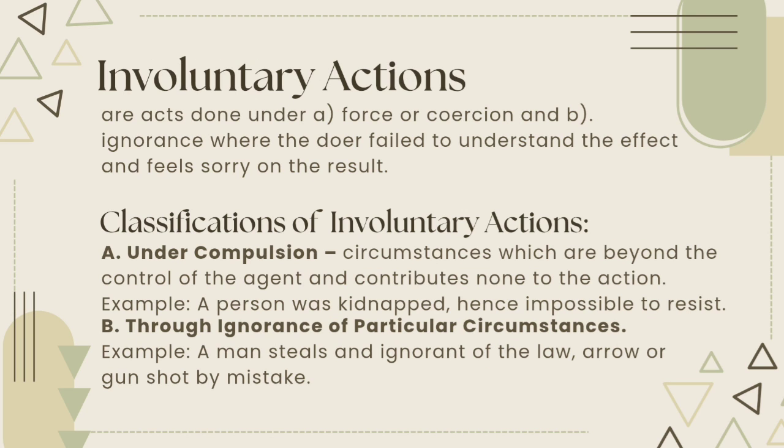Okay, so now let us proceed on involuntary actions. These are actions done under A. Force or coercion, where the doer has no control over the situation, or B. Ignorance, where the doer does not know the outcome and later regrets it. The classifications of involuntary actions include A. Under compulsion, circumstances which are beyond the control of the agent and contribute none to the action. An example of this includes a person who was kidnapped, hence impossible to resist.